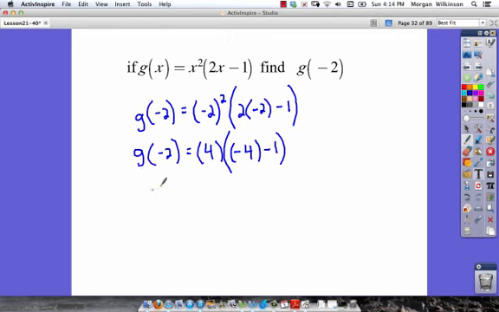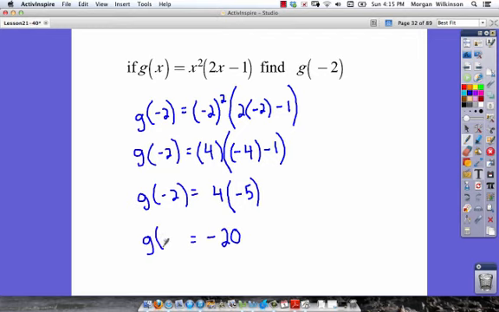If we continue going, we're going to get g of negative 2 is equal to 4 times, and we've got negative 4 minus 1, that's negative 5. 4 times negative 5 must be equal to negative 20. And we report our answer with our functional notation in front, g of negative 2. That means when our x value is negative 2, our function is equal to negative 20, and we have our final answer. This is how we're going to go ahead and report it.